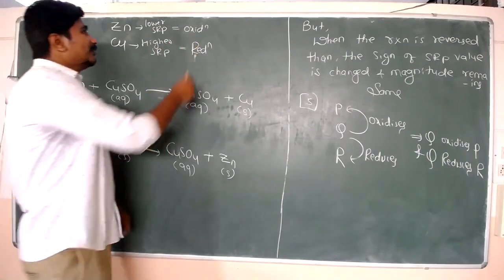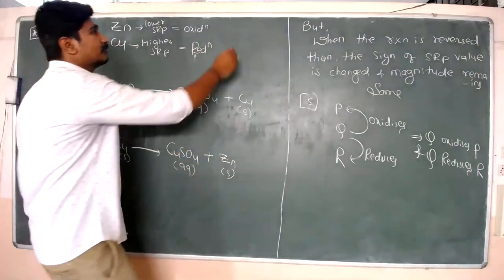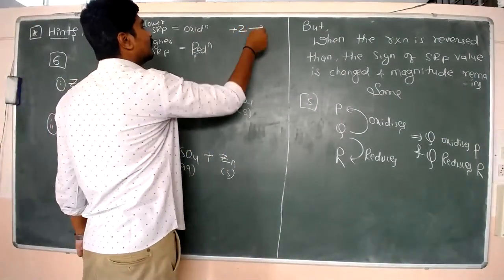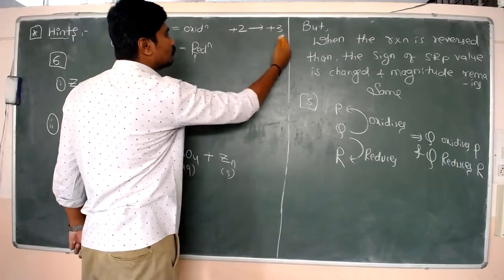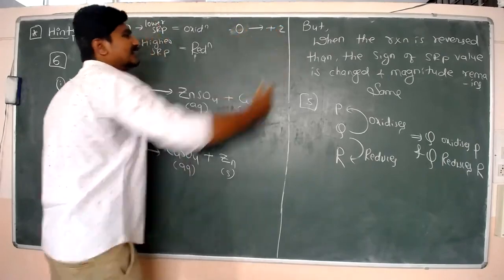Now, what is meant by oxidation and what is meant by reduction in terms of oxidation number? For example, if the oxidation number is changing from +2 to +3, or +2 to +4, or 0 to +3, or 0 to +2, that is increasing.